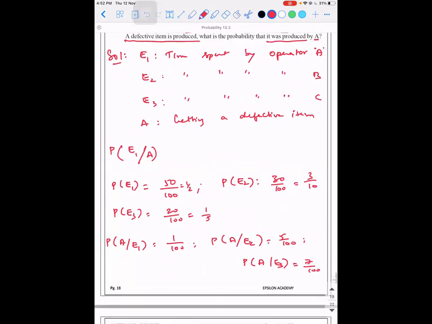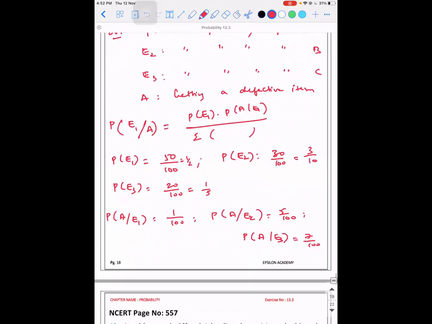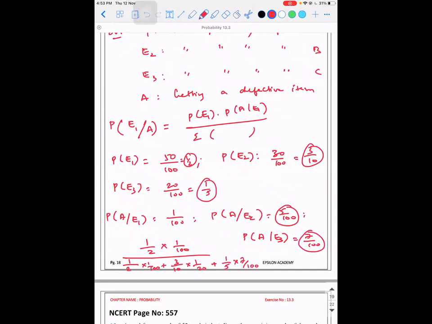So probability of E1 given A means probability of E1 into probability of A given E1, divided by the sum of all the values. E1 is 1 by 2. So the numerator will be 1 by 2 into 1 by 100, divided by the denominator, which will be 1 by 2 into 1 by 100, plus 3 by 10 into 5 by 100, that is 1 by 20, plus 1 by 5 into 7 by 100. If you calculate it, you will get the answer. Clear? Yes, sir.